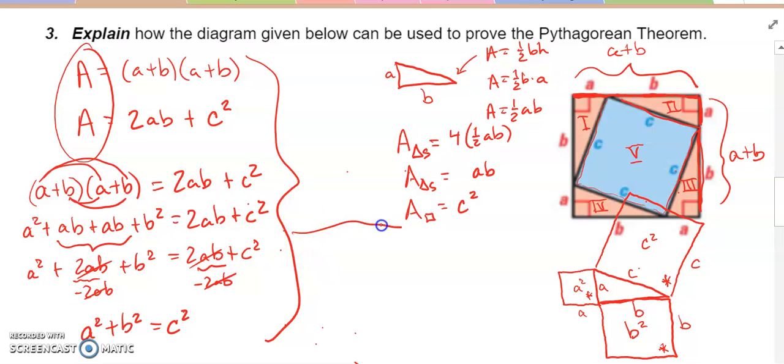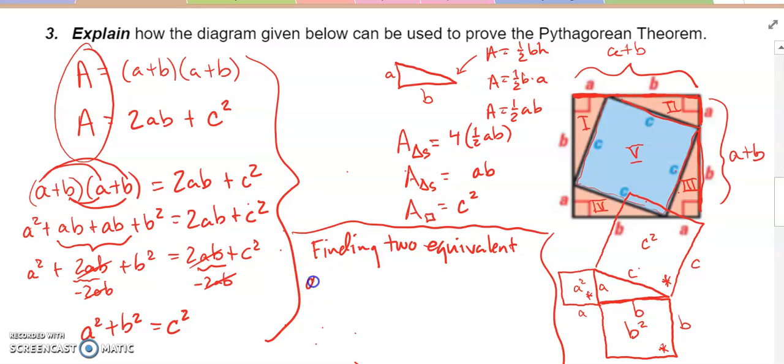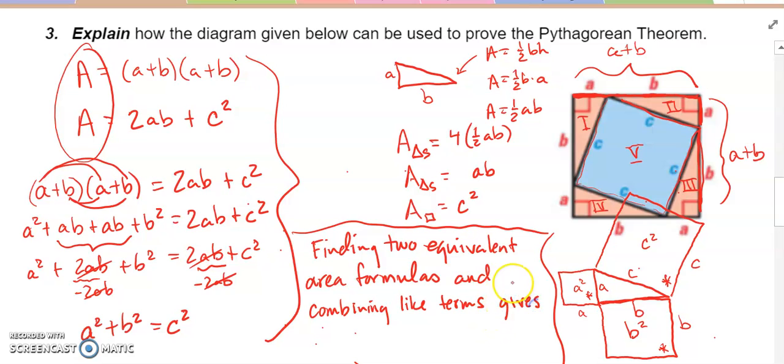And the explanation, I'm going to try to squeeze this explanation in right here. The explanation is that finding two different, finding equivalent area formulas and combining like terms, or simplifying, however you want to explain that, gives us Pythagorean theorem.